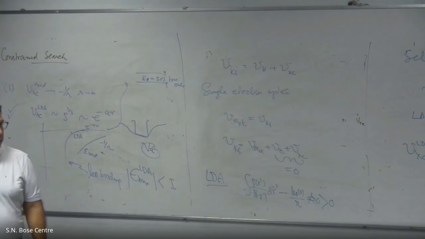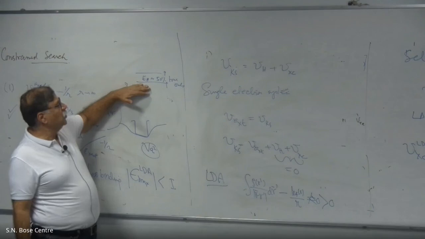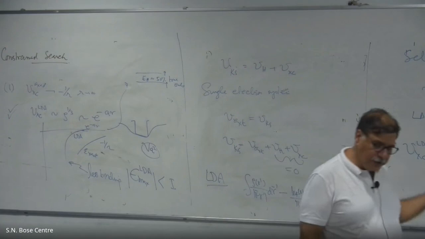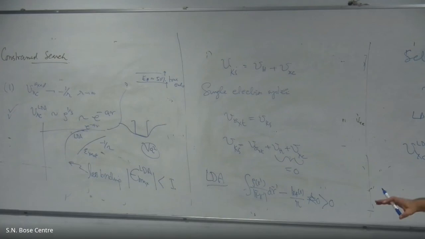Now, in an extended system, you don't expect much to change if I add one more electron. So even for an n plus 1 system, this will be 50% off. But there's a bigger reason. The exact exchange functional potential also shows jumps. That I'll come to in a minute. But so these are two shortcomings. These are the two major shortcomings of LDA. And obviously, it's an approximation.